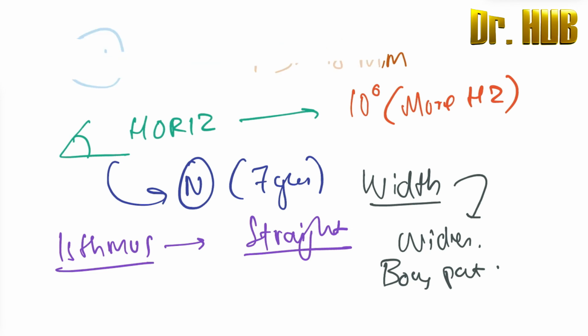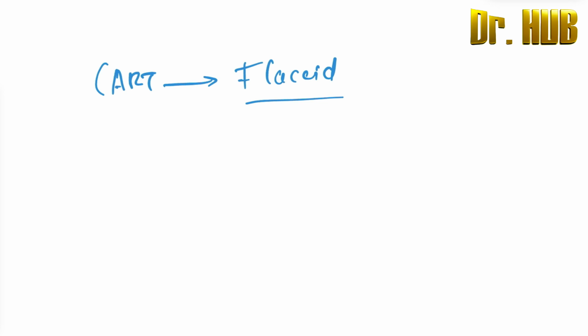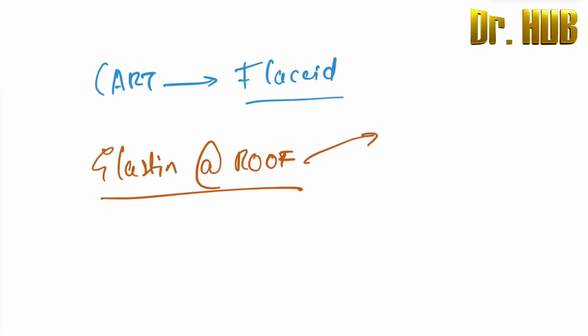Now, what about the cartilage? In terms of the infant, the cartilage is going to be flaccid, and the elastin at the roof is going to be less dense.